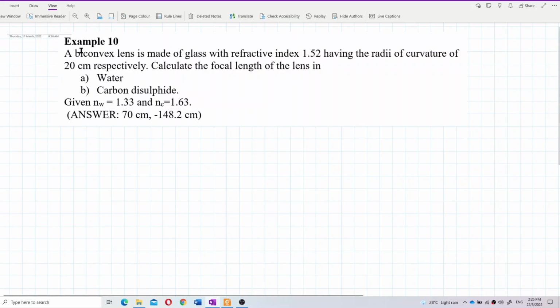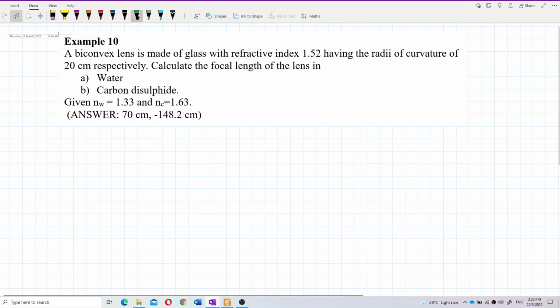Okay, a biconvex lens is made of glass with refractive index 1.52, having radii of curvature of 20 cm respectively. Calculate the focal length of the lens in water or in carbon disulfide. He gives you here the refractive index of water, 1.33, and the refractive index of carbon disulfide, 1.63. Okay, good. So these are the medium.